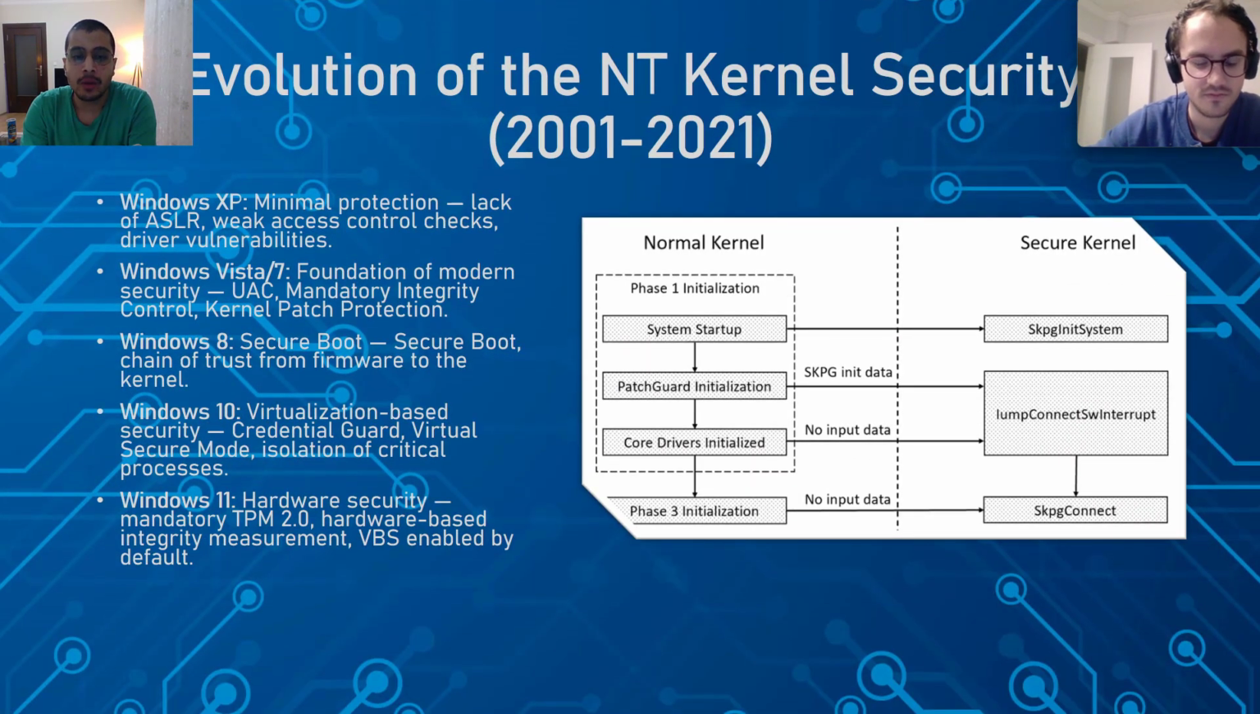Security evolved from almost non-existent protections in XP to hardware-rooted virtualization-based security in Windows 10 and 11. Key additions include UAC, Secure Boot, Credential Guard, and TPM 2.0 enforcement.